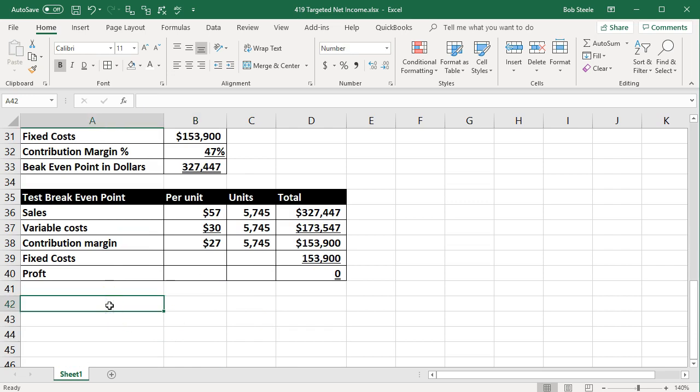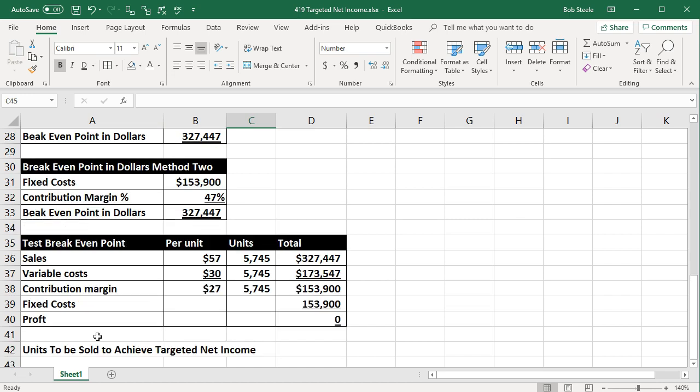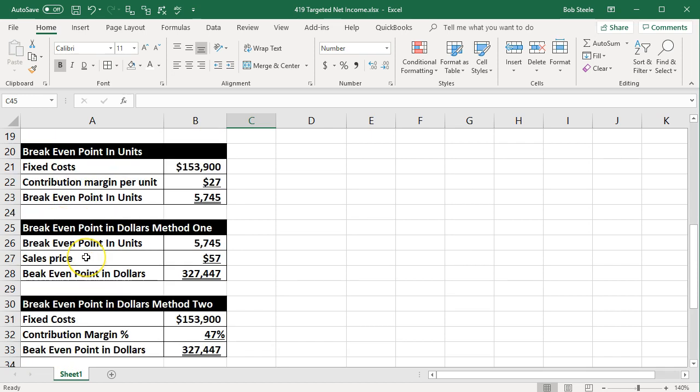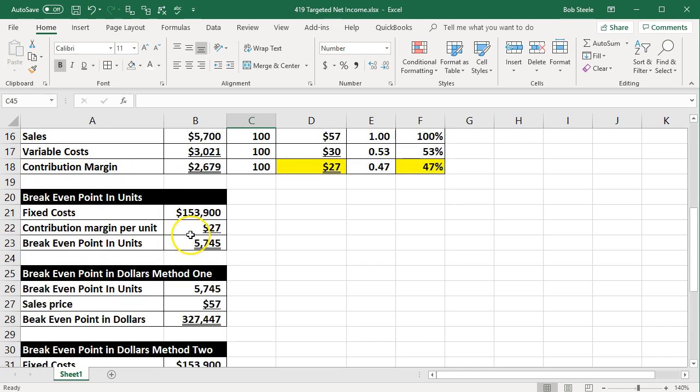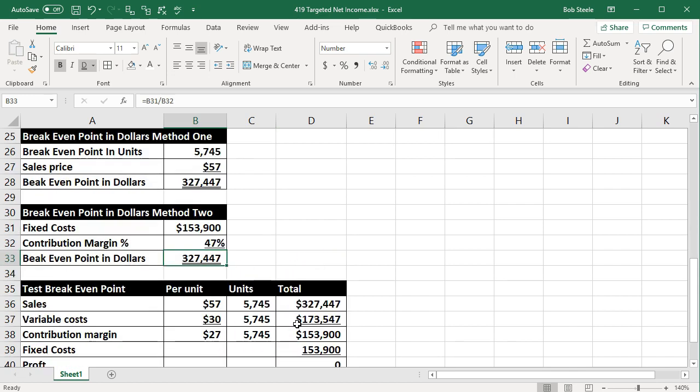We're going to add the new item, line 42. First, we're going to consider the units that need to be sold to get to the targeted net income. Now note, again, this is going to be the exact same type of calculation as our break-even points. We calculated the break-even point in terms of units, and then the break-even point in terms of dollars using these two methods. Same concept down here.